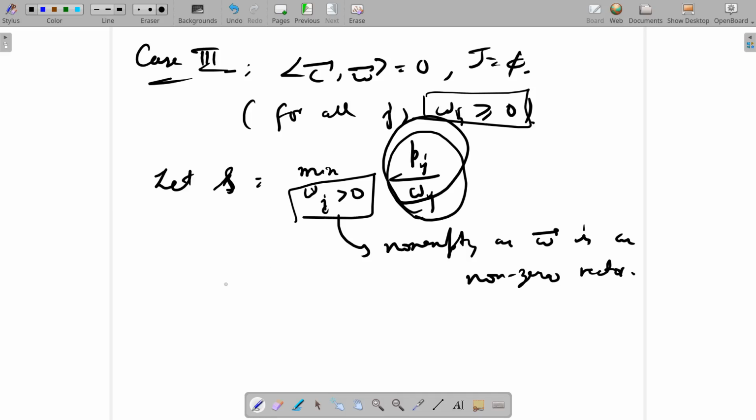Okay. Now s is equal to p_j star over w_j star for some j star in S.